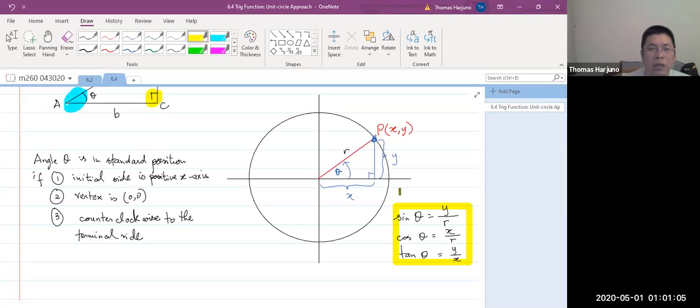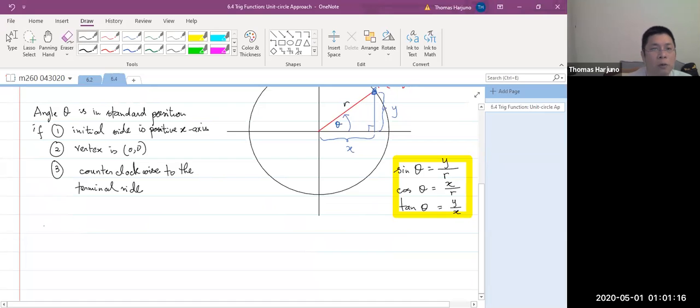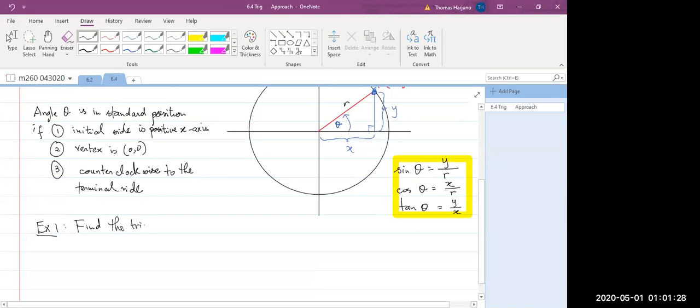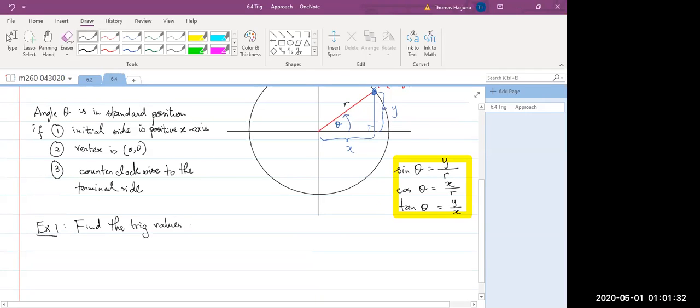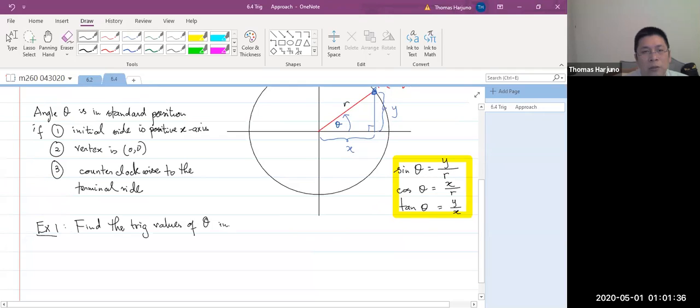Now, my P can be in quadrant 2, maybe in quadrant 3, maybe in quadrant 4, right? So suppose for example, I say the following. For example, find the trig values of theta in standard position.